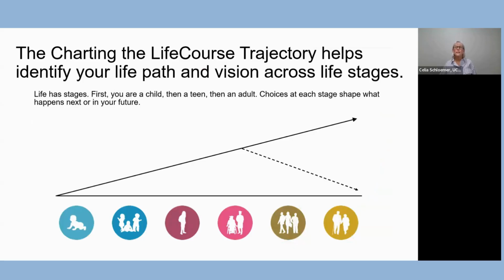The trajectory helps us think about life across time. Life has stages. Childhood, adolescence, adulthood, and each choice we make shapes what comes next. Whether you're 4 or 14, this tool helps you zoom out and ask, where are we going? And how do we move in that direction over time?